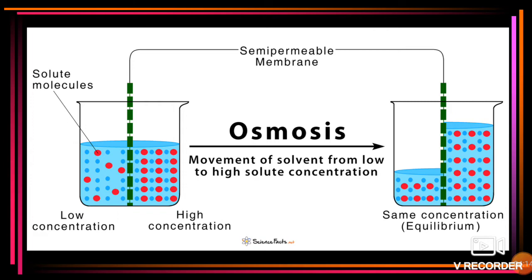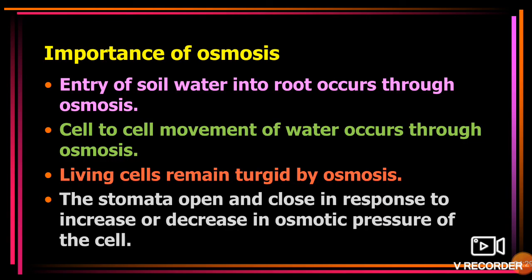Now we'll see how a cell behaves when we put it in 3 different types of solution. The 3 types are isotonic, hypotonic and hypertonic solutions. Let's see them one by one.